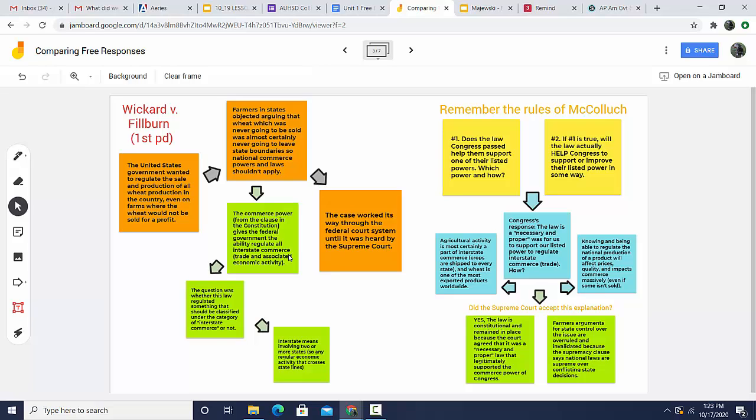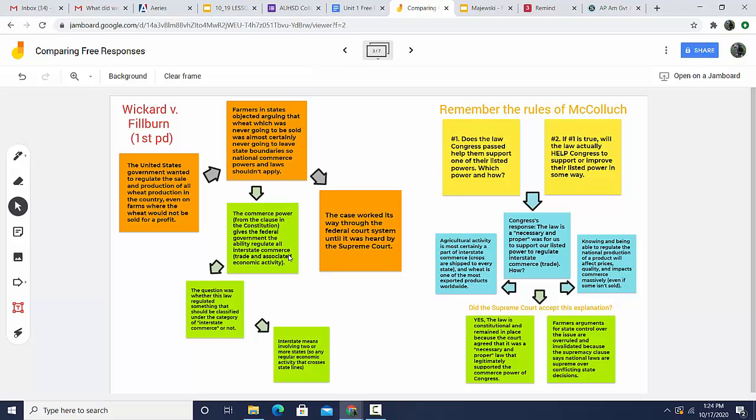And by the way, interstate commerce is trade and any associated economic activity. So kind of economic activity in general. And so the question in this case is whether this law actually regulated something that should be classified under interstate commerce or not. Farm products that were never actually going to be sold, that were probably never even going to leave the farm. Interstate means involving two or more states, so any regular economic activity that crosses state lines in any way, right? Or can be expected to, or consumers of the product do, and so anything that would involve the movement of people or goods across state lines for economic activity.